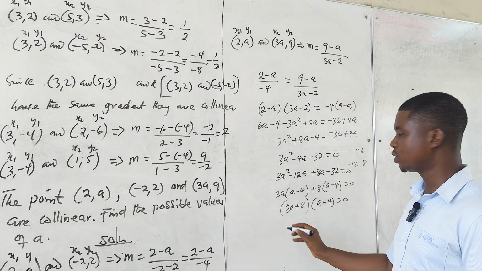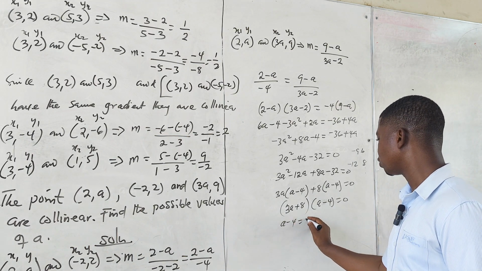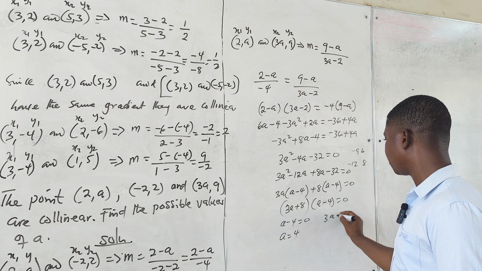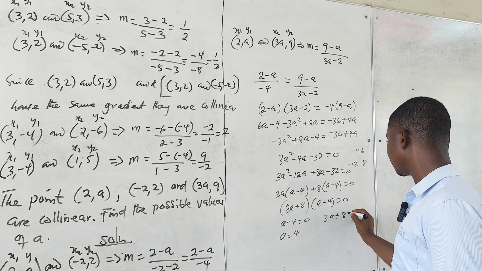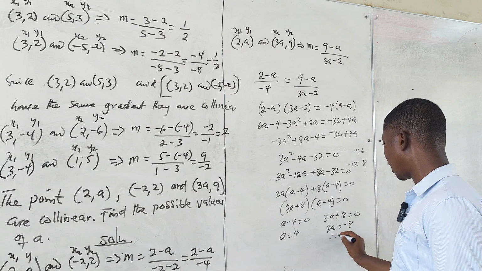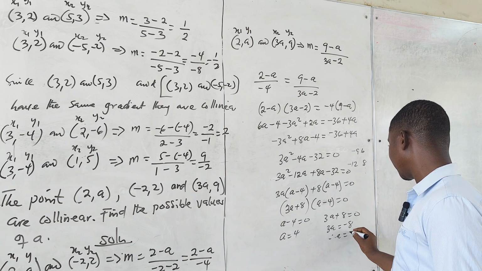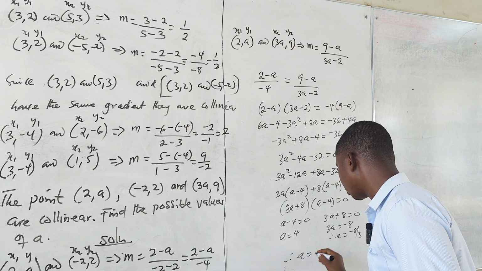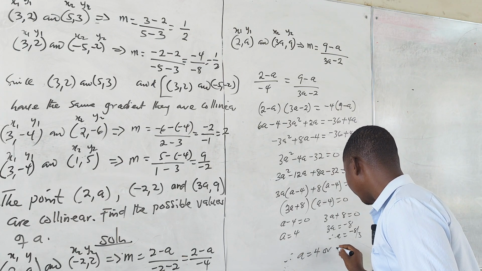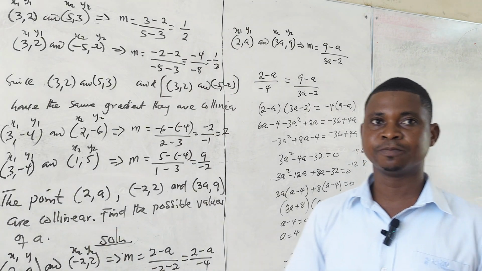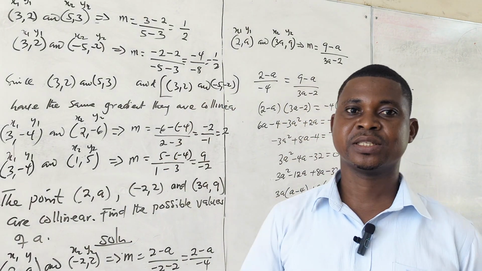So equate each of them to 0. a minus 4 equal to 0, which will give you a is equal to 4. Then 3a plus 8 equal to 0. 3a is equal to negative 8. Therefore, our a is equal to negative 8 over 3. So therefore, our a is equal to 4 or negative 8 over 3. And that gives us the solution to this question.